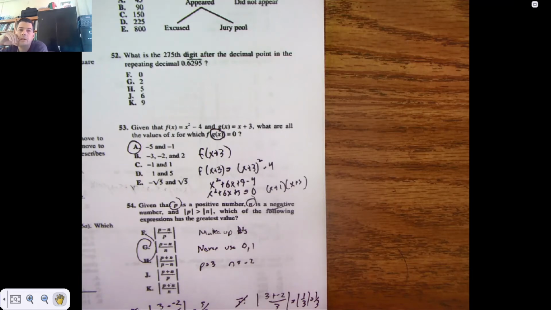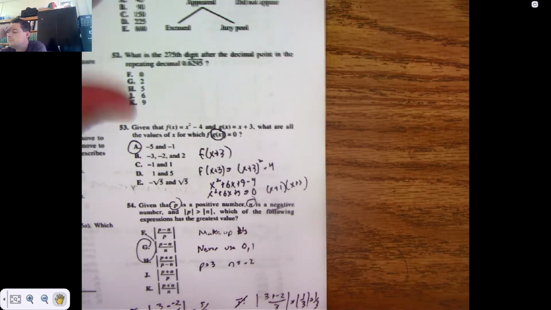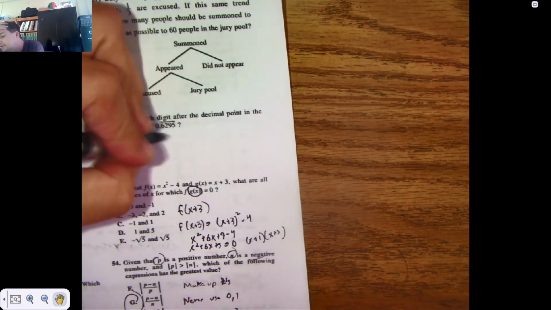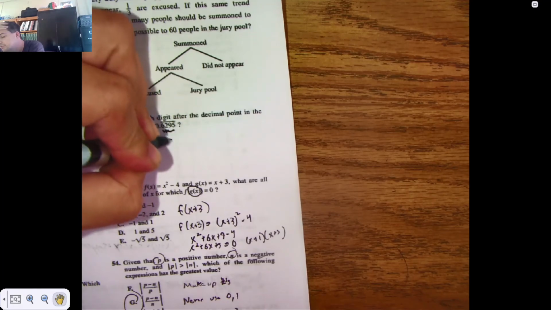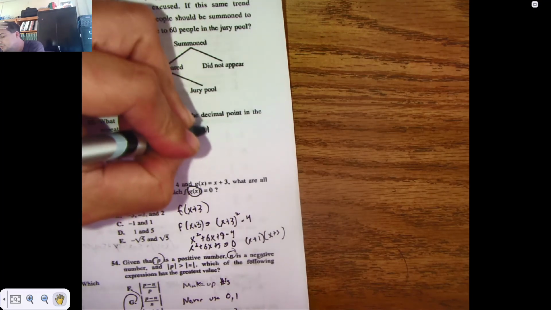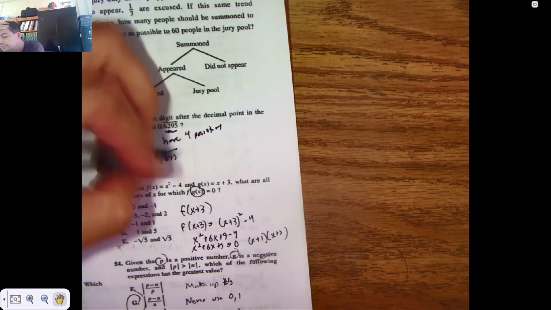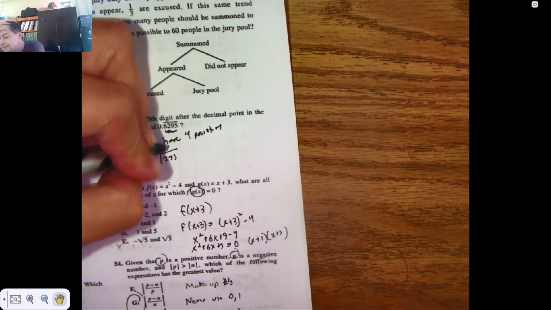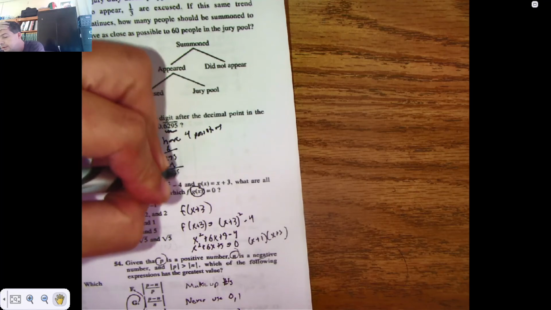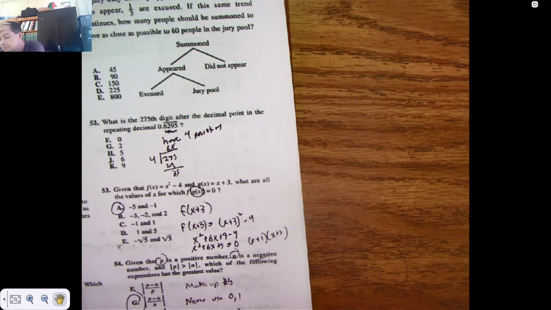Choice A. What is the 275th digit after the decimal point in the repeating decimal 0.6295 repeating? So what I notice here is we have 4 positions. So I'm thinking to myself, how many times is 4 under 275? I had it and then I lost it. So I'm just going to do long division here. We got 6, 24, 35, 8. Okay, cool. It goes in 68 times with a remainder of 3.